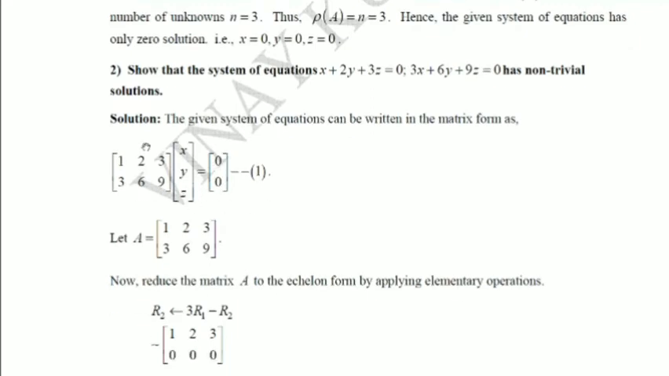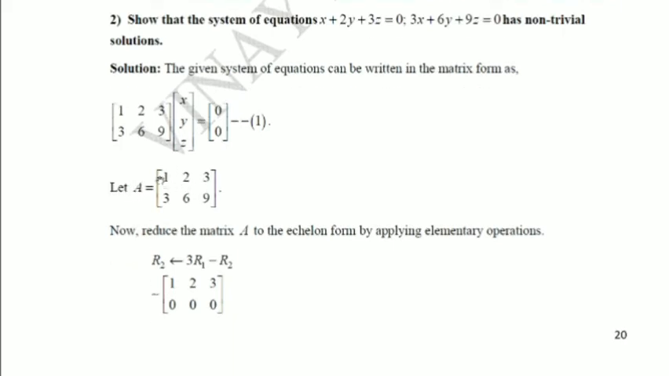Now let us find the rank of this matrix. Let us call this matrix A. Already the leading entry in the first row is 1. The only thing we have to do is make the entry below this 1 as 0, by using row 1 only. Here 3 is there, so I'll multiply this by 3. 3 into R1 gives you 3, and 3 minus 3 gives you 0. So let's change row 2 by 3 into R1 minus R2.